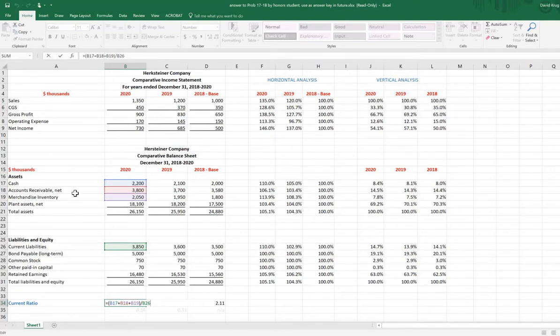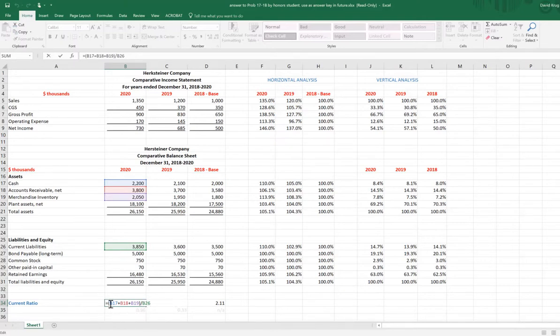Now, we know that the current ratio is your current assets divided by your current liabilities. So that is doing what we want it to do, because our 3 current assets in this example are cash, accounts receivable, and merchandise inventory. Now, some other company might have 5 or 6 current assets. You have to make your formula accordingly. We only have 1 current liability, but if there were more than 1 current liability, you would have to add these as well.